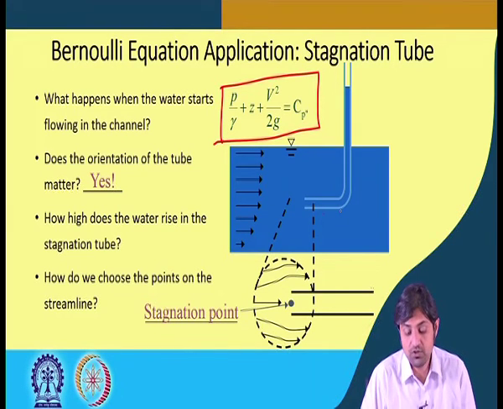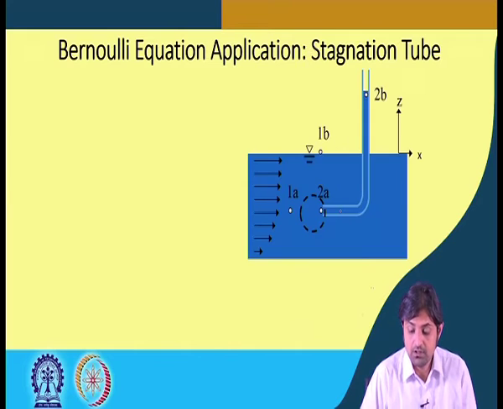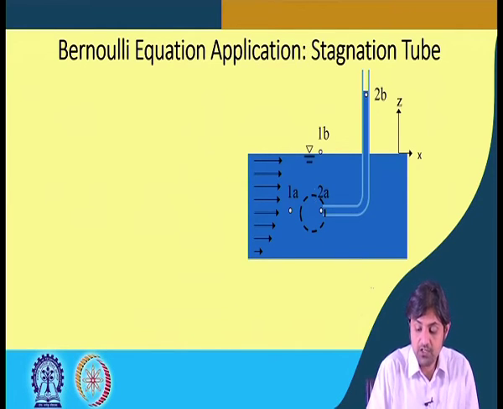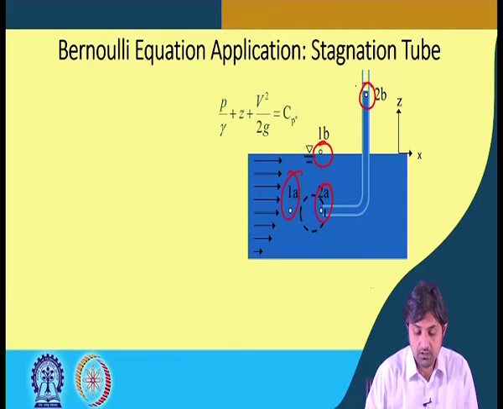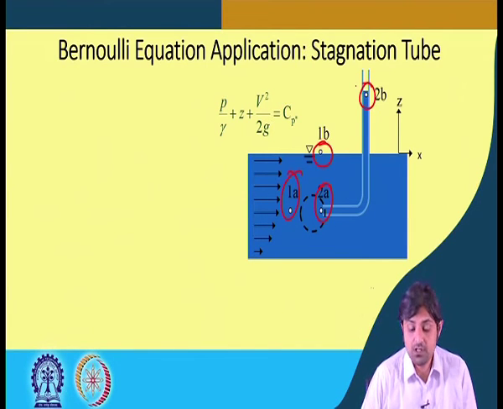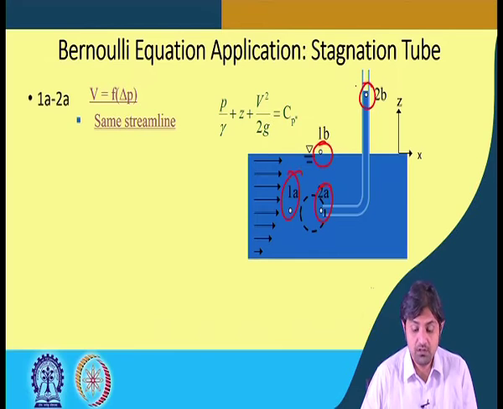How do we choose the points on the streamline? Another important question that we will solve. So we assume points 1A, 2A, 1B and 2B like this. This point, this point, this point and this point. The Bernoulli's equation will be the same, P by gamma plus Z plus V square by 2g is equal to constant. So if you go from 1A to 2A, velocity will be a function of pressure, it is the same streamline.